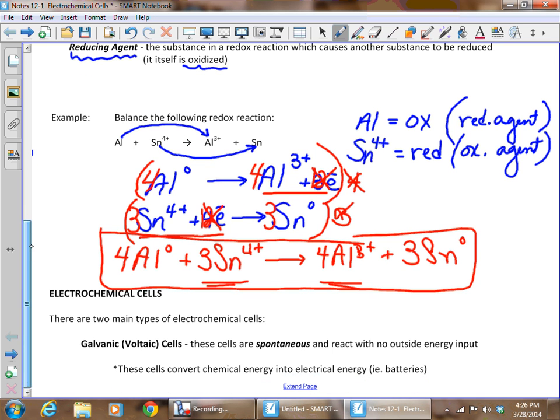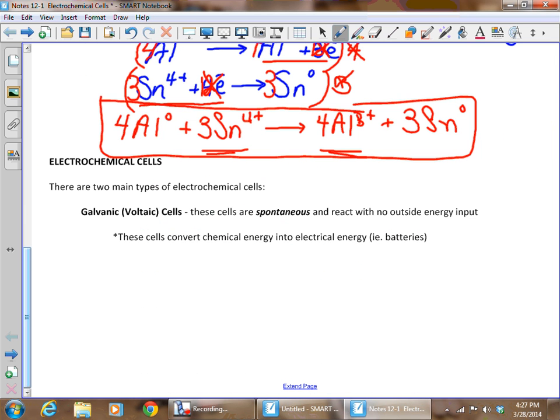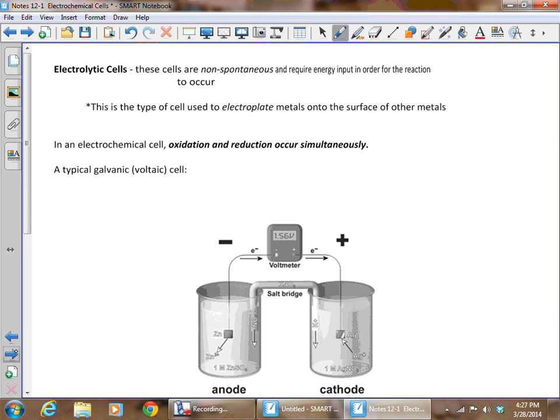Now remember, these are reactions. These redox reactions are what are involved in electrochemical cells. And there are 2 types of electrochemical cells. The first is the galvanic, it's also called the voltaic cell. These are the cells that are spontaneous. They react with no outside energy input. They change chemical energy into electrical energy. And these are what we use for our batteries. We're producing that electrical energy so that we can run our toys and our electronic devices.